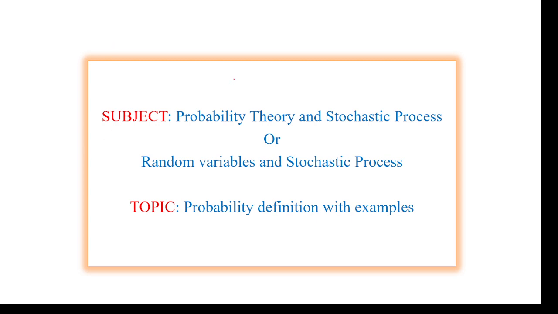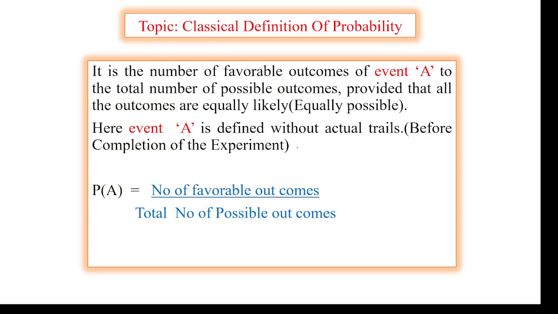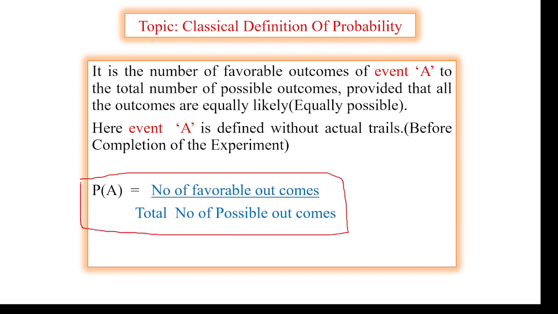If you take an experiment, what is an outcome? How much chance is there? Or else, we can say that it is the ratio between the number of favorable outcomes to the total number of outcomes. That is the definition for the probability.